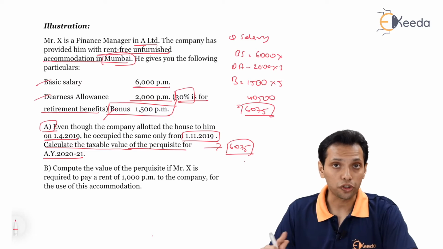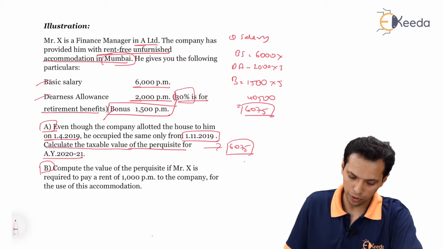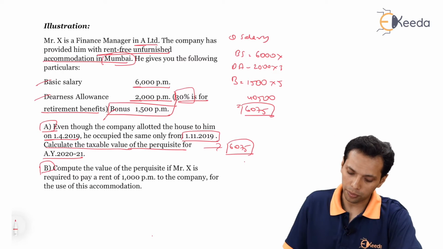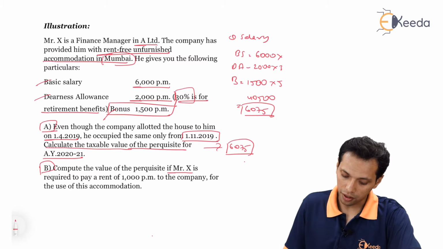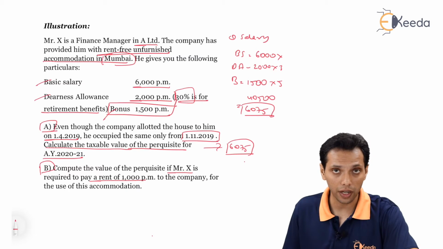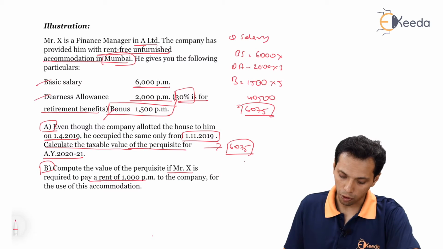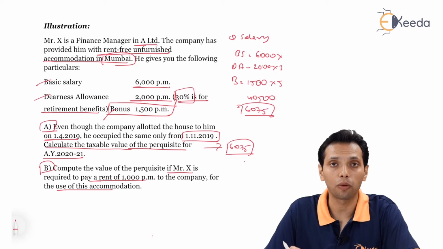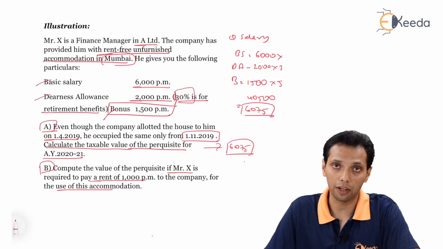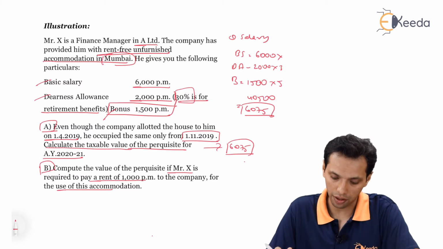So for part A, the perquisite value is 6075. Now question number B, which is compute the value of the perquisite if Mr. X is required to pay a rent of 1000 per annum to the company for the use of this accommodation. So the amount here is provided, the rent is recovered from the employee. So we need to determine the concession in rent, whether there is any concession in the rent.